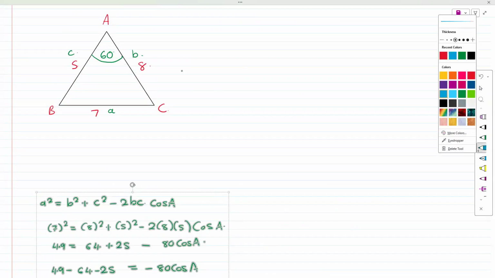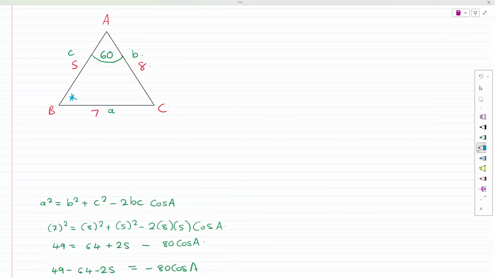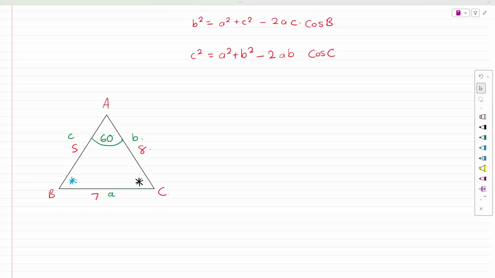I think I'm going to give my students about 5 minutes, and they're going to try and do B. We're going to solve for B, and thereafter, we're going to solve for C. Okay, guys, if we're solving for B, quite simply, B squared would be equal to A squared plus C squared minus 2AC cos of B.